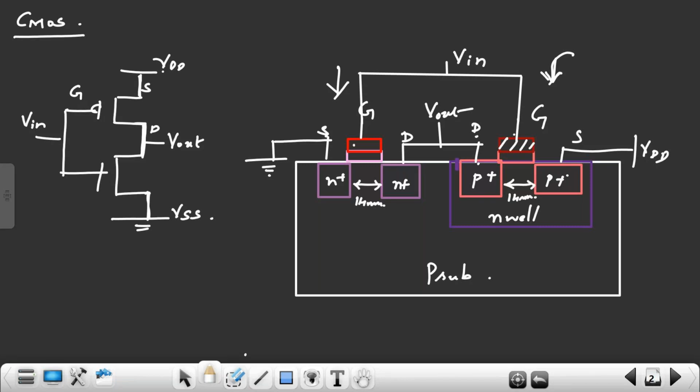Seven nanometer means the distance between source and drain is 7 nanometer. Channel length, or the distance between source and drain, is called what? Technology. In all the gates, inside the gates we have source and drain, right? The distance between source and drain is 14 nanometer only.